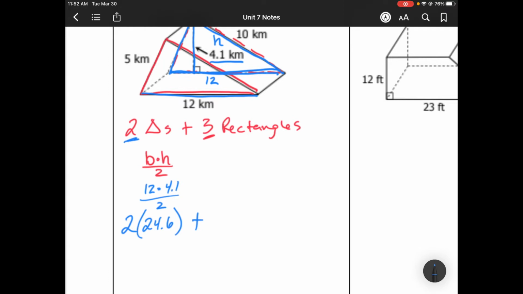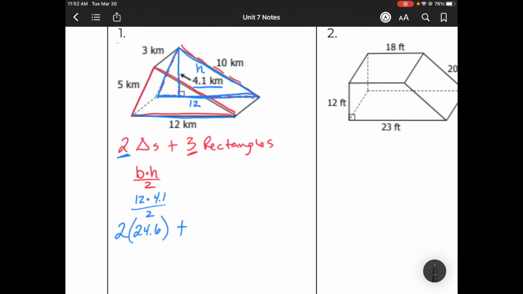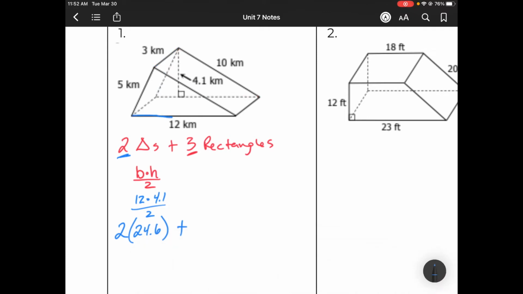All right, and now I'm going to add in the extra rectangles. So one rectangle that we have here along the bottom is a length of 12 and then a width of this measurement, which is the same as this one and this one. I'm going to clean up my picture a little bit to make it easier to see. Okay, so like I said, the bottom rectangle has a length and a width.